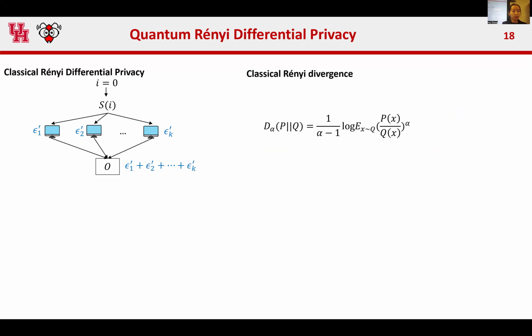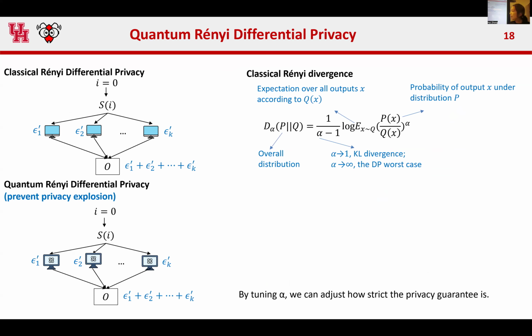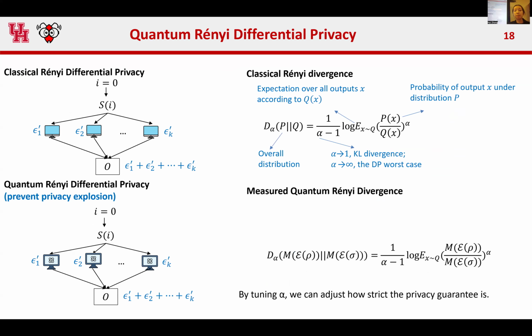Okay, so classical Rényi differential privacy is based on the classical Rényi divergence, and by tuning alpha we can adjust how strict the privacy guarantee is. It is similar for the quantum case: we can propose quantum Rényi differential privacy, QRDP, based on the measured quantum Rényi divergence. We just add some quantum parameters here, but we can ignore this part. It is the same: by tuning the alpha parameter we can adjust the privacy guarantee.